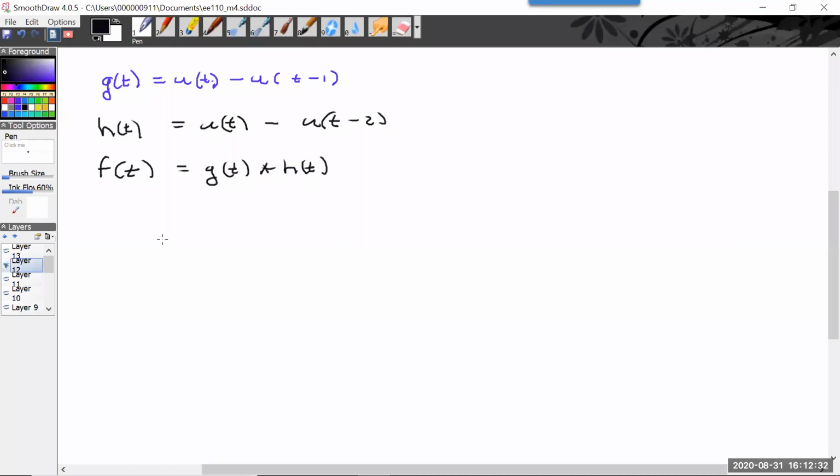Well, the thing is, at some point I start to do what you might call shortcuts. But let's just draw this out. That's g of t convolved with h of t. And we can, just like FOIL, multiply these all out.